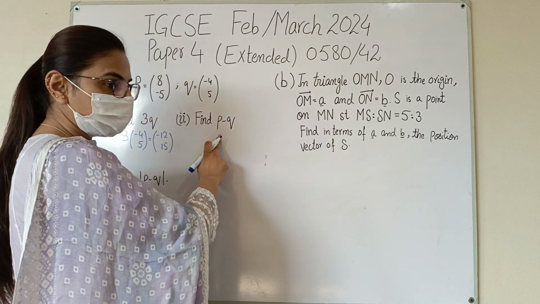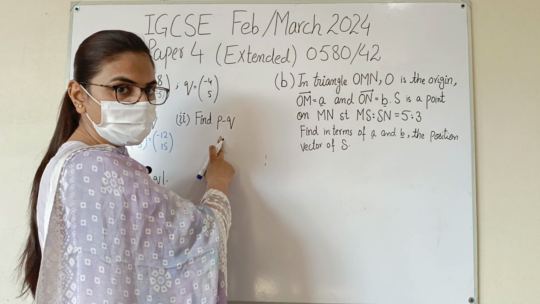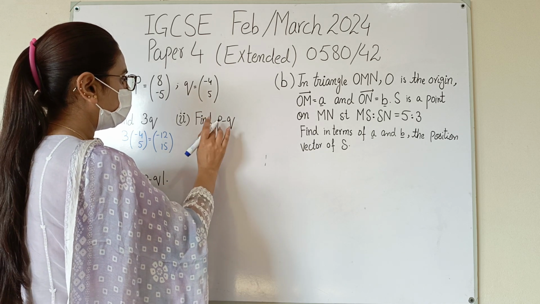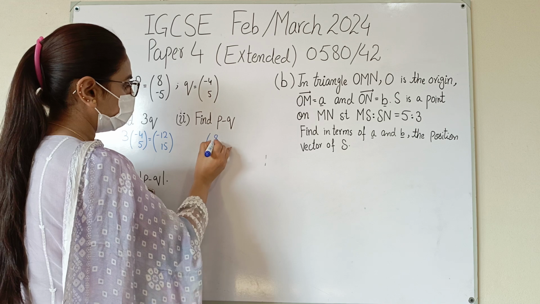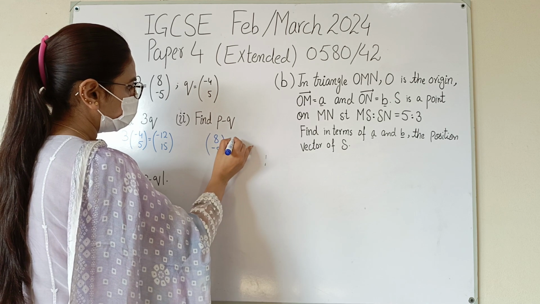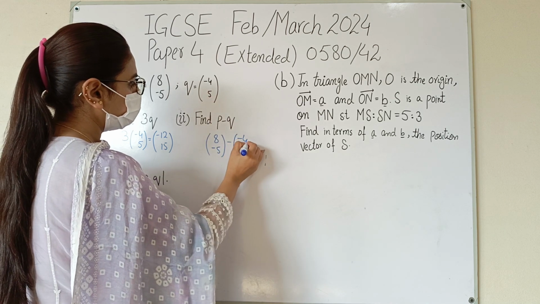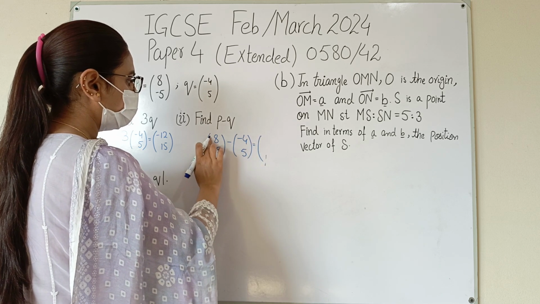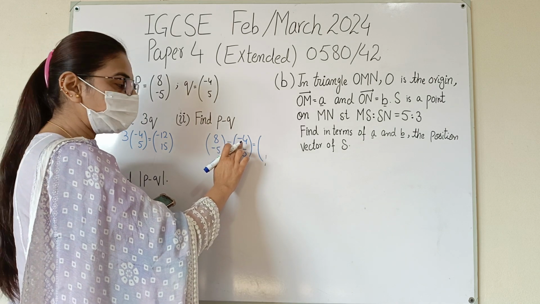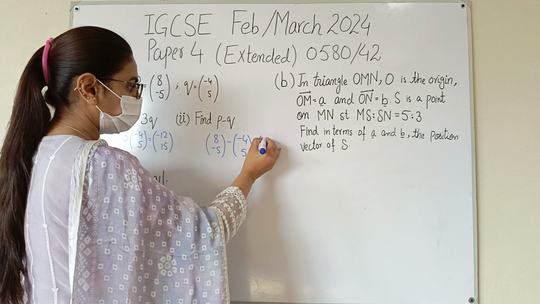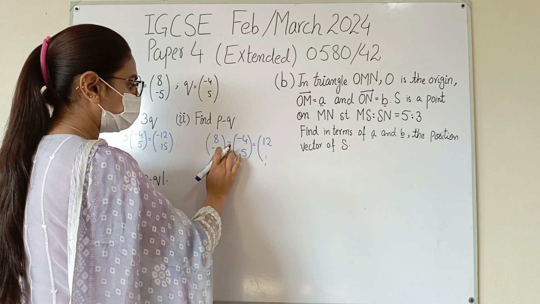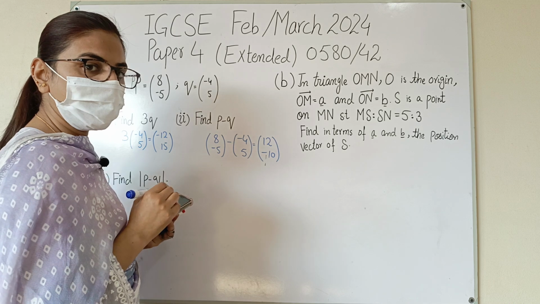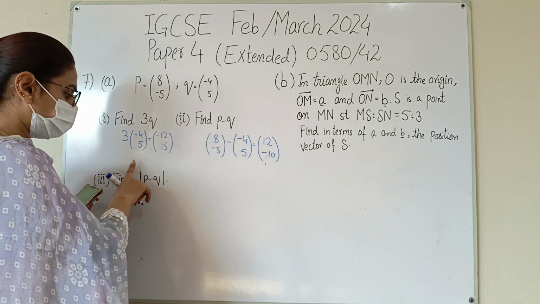In this question, he says that you have to subtract these two vectors. For the solution, take the coordinates of P, that are 8, -5, and subtract the coordinates of Q, that are -4, 5, and solve them together. 8 minus minus will be plus, 8 plus 4 will be 12, and -5 minus 5 will be -10.